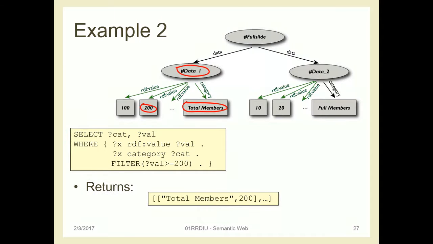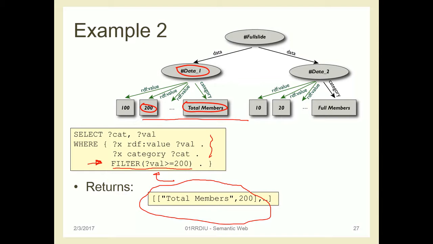Another example is this one, in which I can choose to filter some of the results. Filters are conditions on the results. So besides the same condition that I had before, matching on the same node of the graph, I can say that I want only the results in which the node val is higher than 200. The only value that survived this condition is this one, total members 200. So I can filter the results according to some conditions.